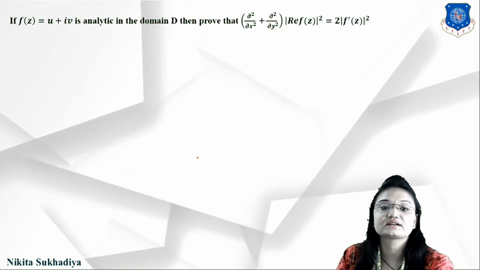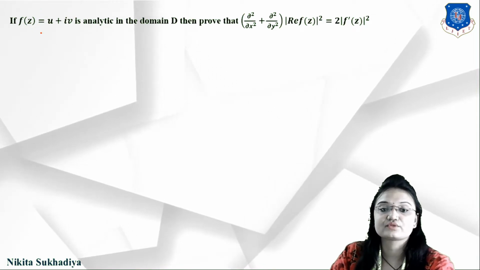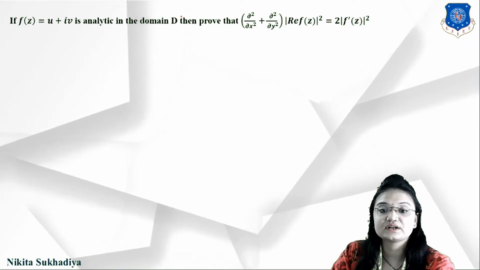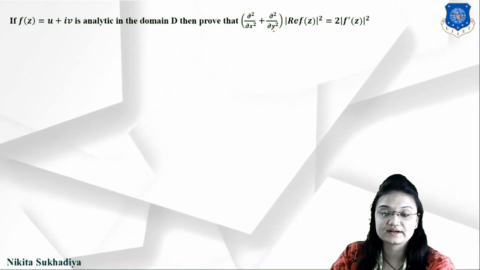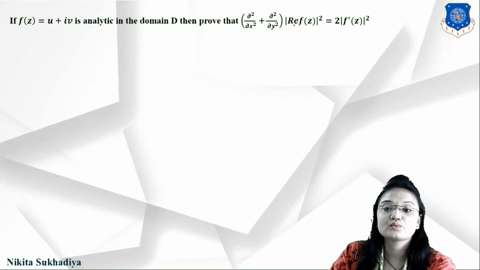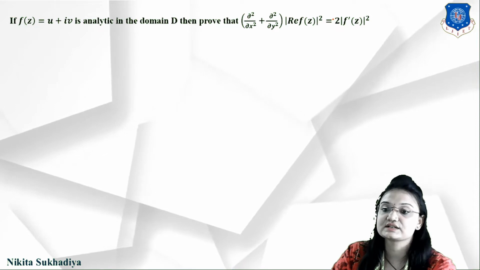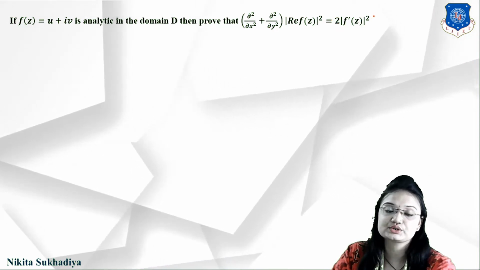Okay, now let us understand with the next example: if the function f of z is equal to u plus iv is analytic in domain D, then prove that del square by del x square plus del square by del y square into mod of real part of f of z whole raised to square is equal to 2 mod of f dash of z whole raised to square.